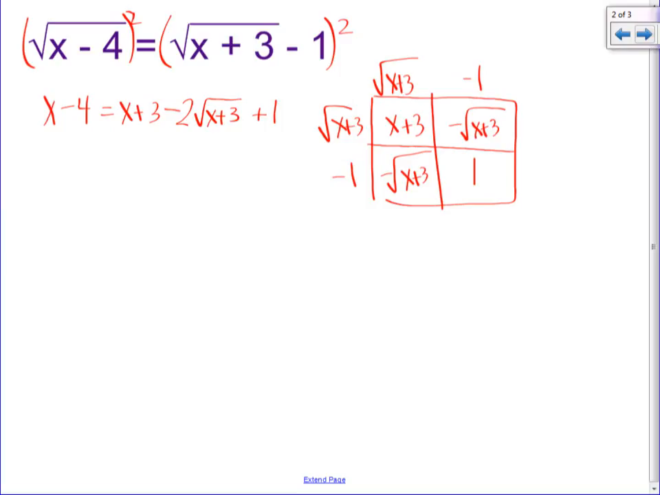All right, I'm going to do 2 steps in one. What I'm going to do is subtract x from both sides, but then when I write the right-hand side, I'm going to combine like terms right here. So we've got negative 4. The x is gone, but I'm going to put the 3 with the 1. So we've got 4 minus 2 root x plus 3.